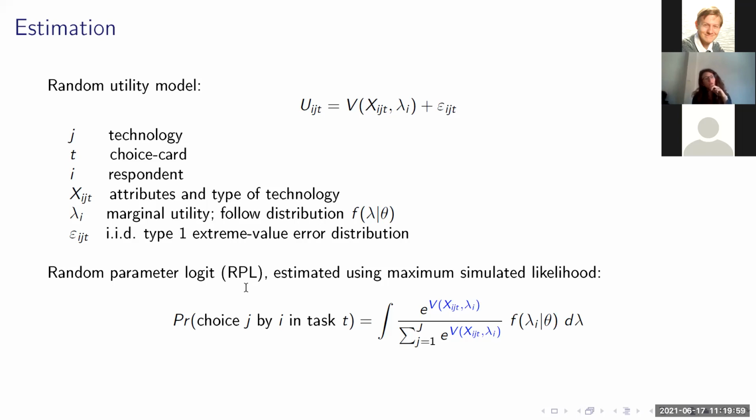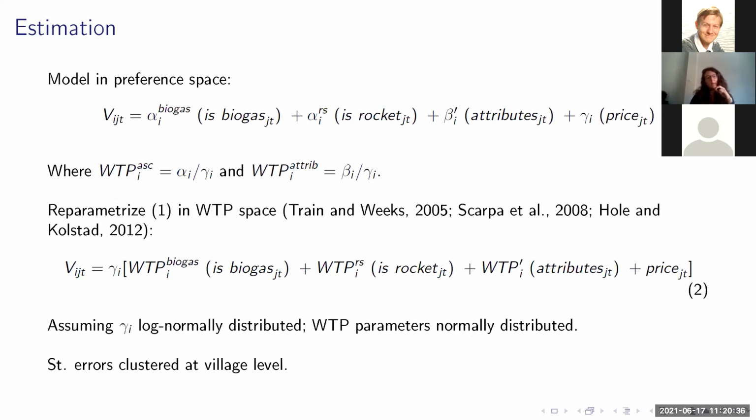While in the literature, a common way of doing it before was to use conditional logit, which didn't take into account that the same household is making more than one decision, the random parameter logit has the advantage that it does consider that it is the same household making the decisions 5 times. So in the model, we account for this panel structure, and the identification relies on the choices that the same households make over the 5 choice cards. So for the deterministic component of the utility, we use just a linear function, which depends on the level of the technology, so whether it's biogas, rocket stove, or the traditional chula, and then it includes the level of the attributes and the price.